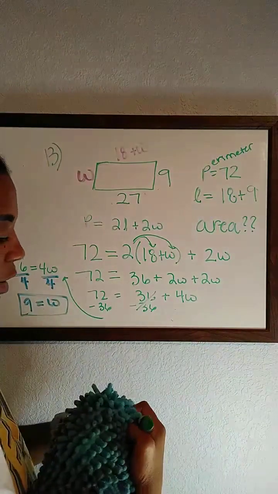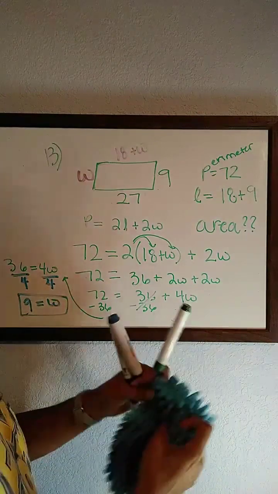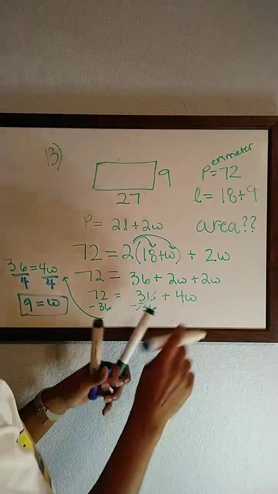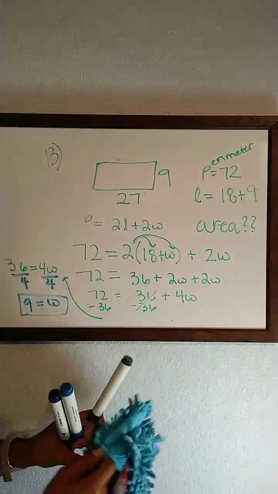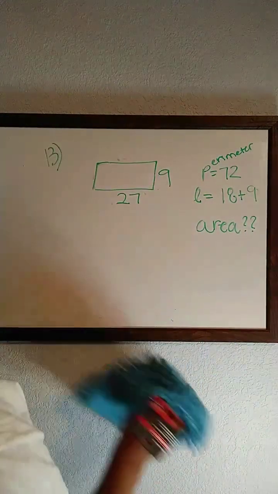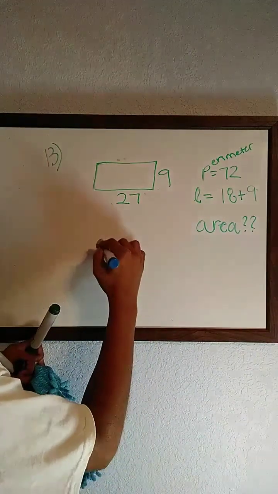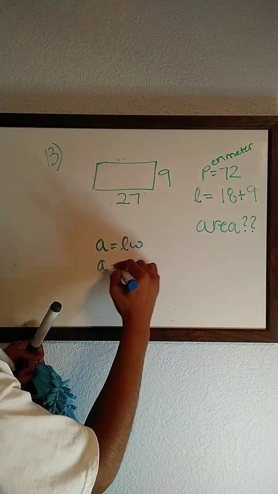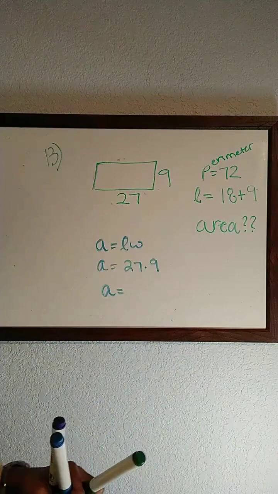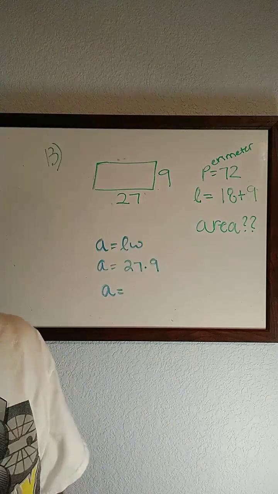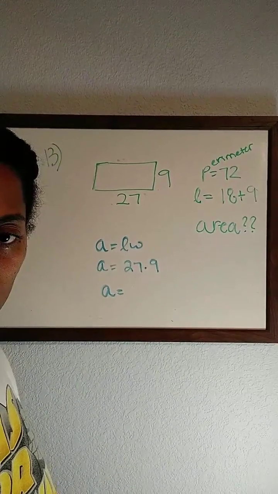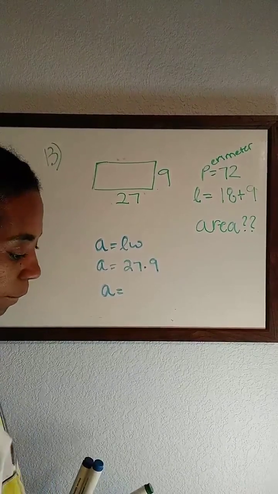What is the area is the question. And how do we find the area of a rectangle? Length times width. Perfect. So I'm going to take all the information I found and say area is equal to length times width. Area is equal to 27 times 9. The area of this rectangle is, which math is this? It's like pre-algebra, algebra. 243? Yes, Jasmine, 243.